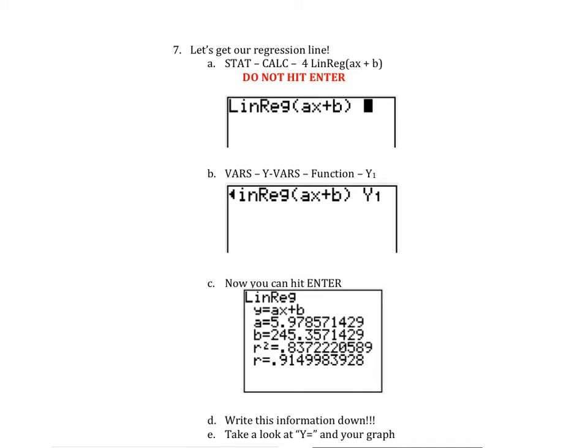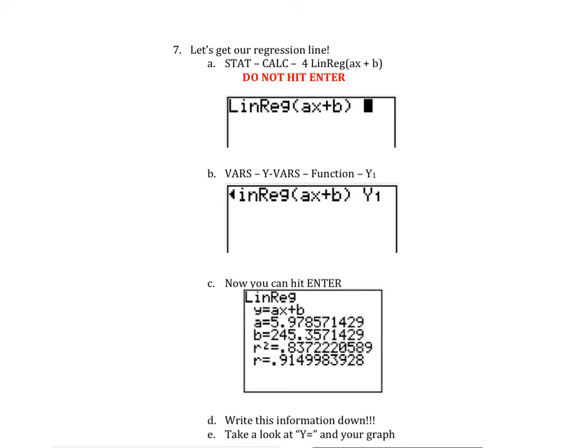Okay, the next step is to get our regression line. So follow these directions very carefully. You should be back at your home screen now. So hit second quit, get out of that scatter plot. All right, so the next thing we need to do is go back to your stat key.